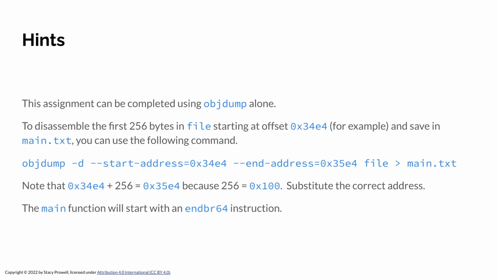You can do this with objdump alone, or you can use other tools to see how that goes. To disassemble the first 256 bytes in the file, starting at, for example, that address, and save it in main.txt, you would use that command right there. Notice the start address and the end address. Okay. In this case, 256 in hex is 100. So we go from 34E4 to 35E4. Okay. And we use -D for disassemble, and we save the result in main.txt.